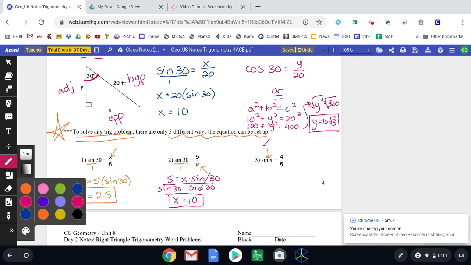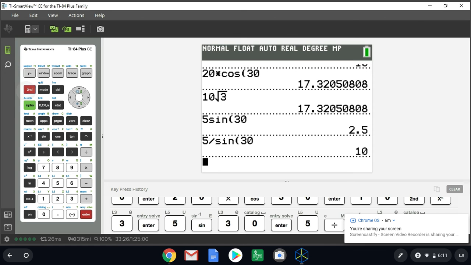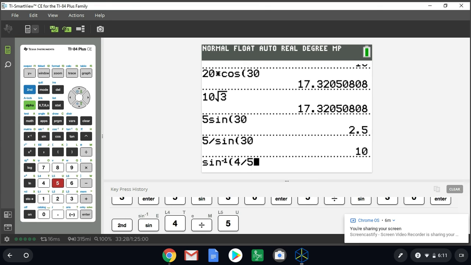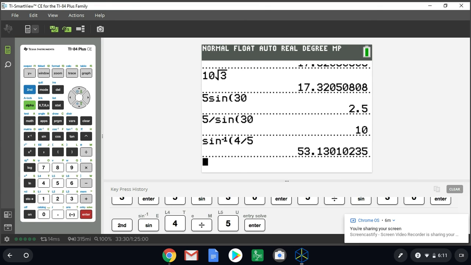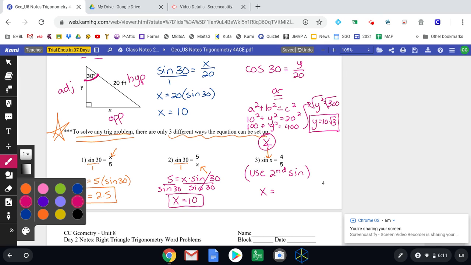And this one right here, remember, we're solving for an angle. So this is where I use second sine, but I actually don't really have to write anything. So second sine of 4 over 5, about 53 degrees. Say approximately 53 degrees.